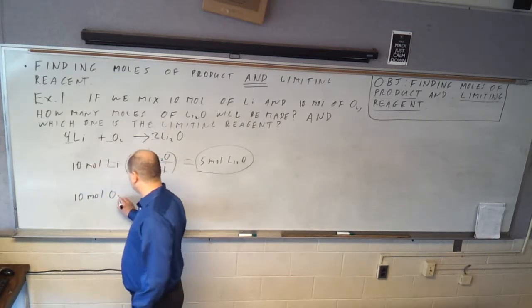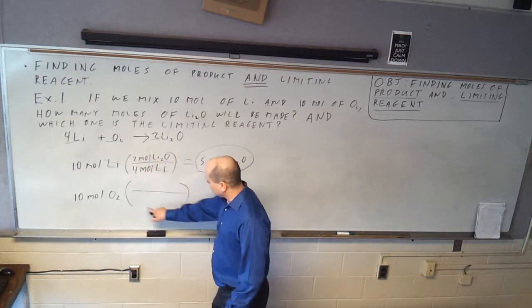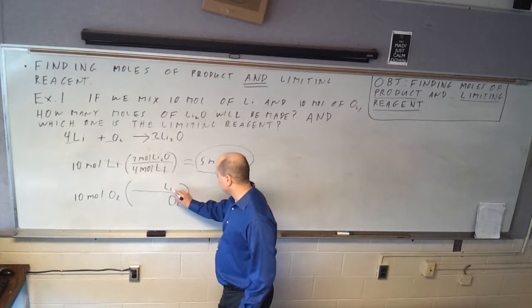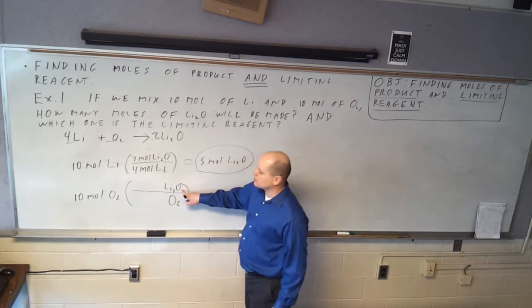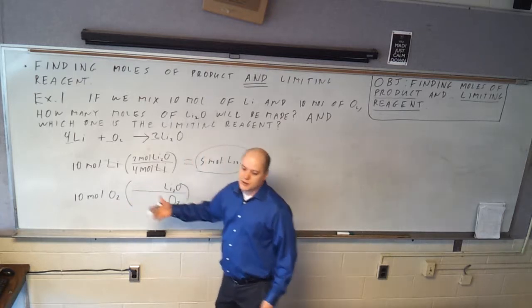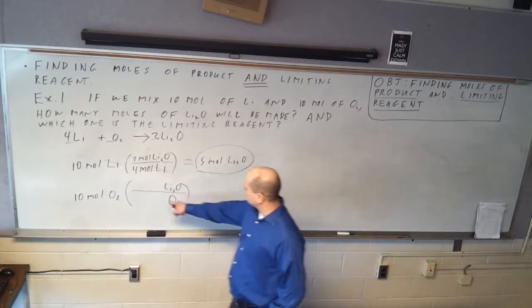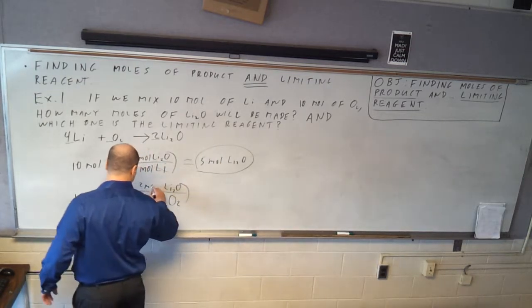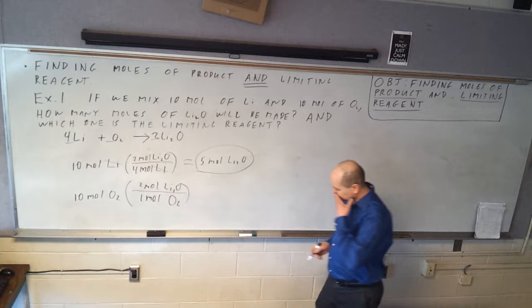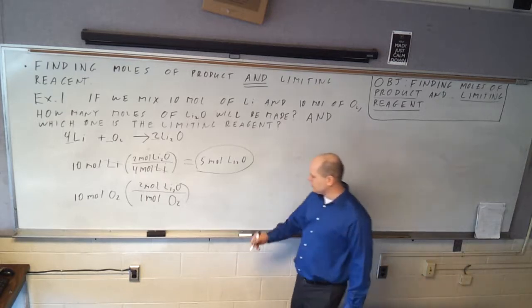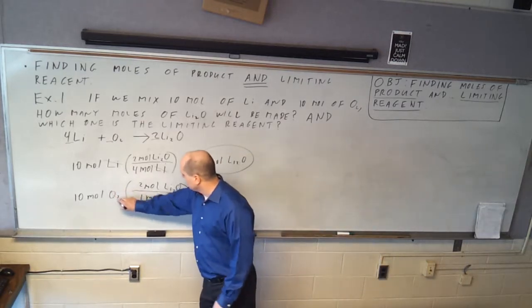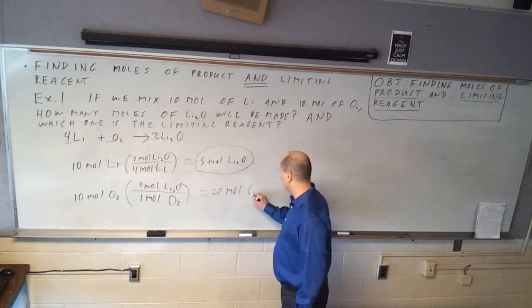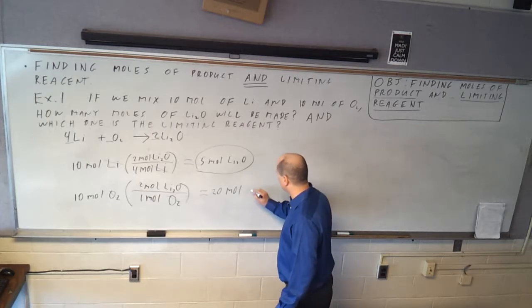10 moles O2. Again, whatever's out here always goes on the bottom. Always, always, always. And then we're trying to find again how much lithium oxide we can make with the amount of oxygen we have. So let's see, it's going to be a 1, and this is going to be a 2. So now it's going to be 10 times 2 over 1. That's going to be 20 moles lithium oxide.